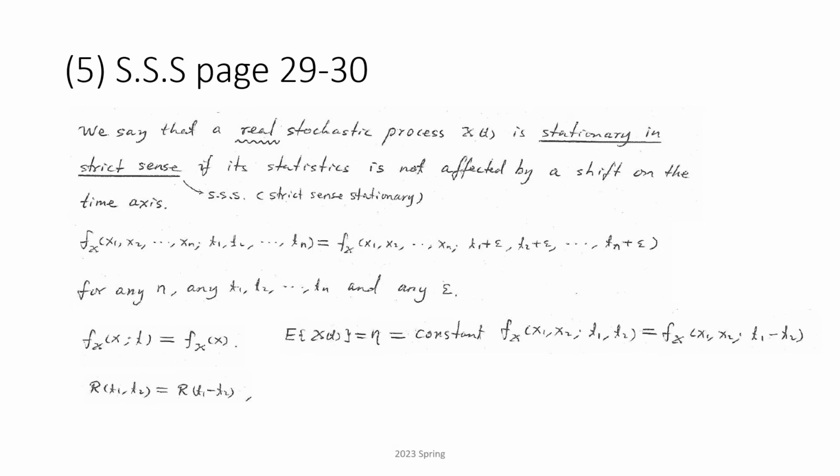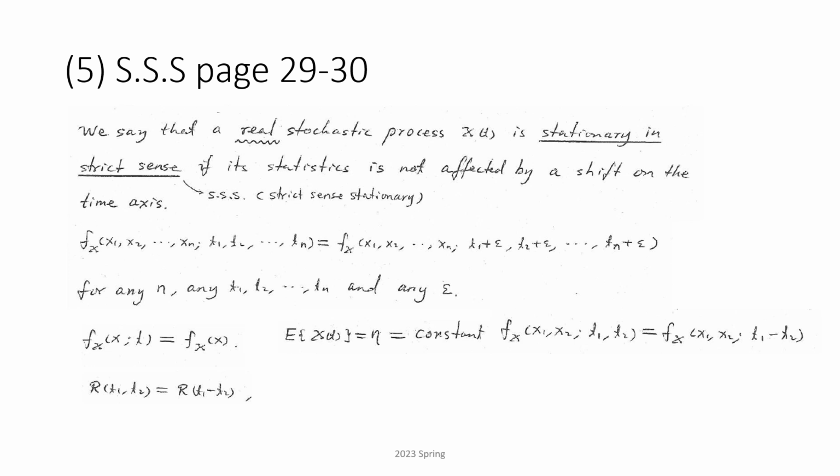Next one is strict sense stationary. It could be found on page 29 to 30. And the definition is X(t) is stationary in the strict sense if the statistics is not affected by a shift on the time axis. And let f(x1, x2, ..., xn; t1, t2, ..., tn) equals f(x1, x2, ..., xn; t1 plus epsilon, t2 plus epsilon, ..., tn plus epsilon) for any t_i and any epsilon.